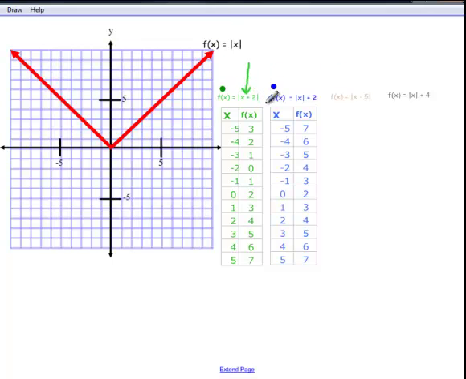This is the function where we take our x, we add a constant of 2 to it, and then we take the absolute value. So if I were to graph all these points, -5, 3 would be over there. -4, 2. -3, 1.